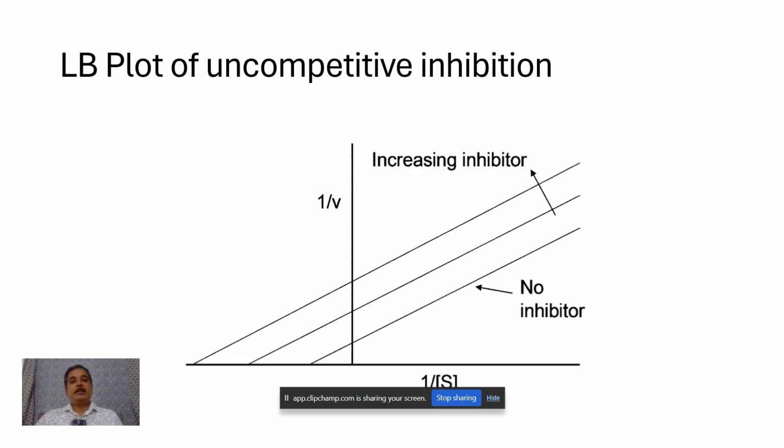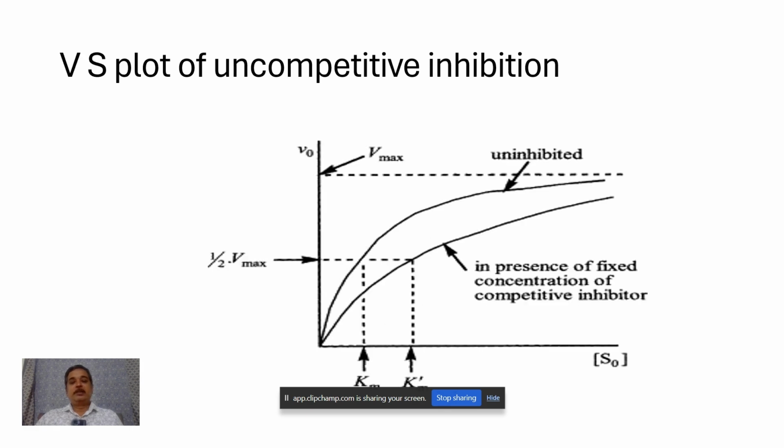So this is the Lineweaver-Burk plot of uncompetitive inhibition. A series of parallel lines are obtained. The lowest line is with no inhibitor, a native enzyme, and when we increase the concentration of the inhibitor, several parallel lines are obtained. So this is the velocity substrate plot of uncompetitive inhibition, and we can see the alteration in the Km as well as the Vmax.